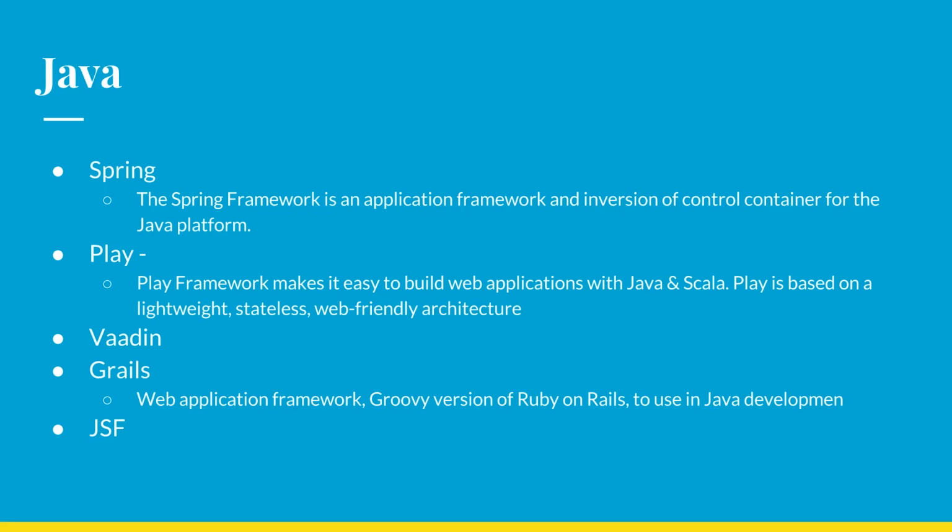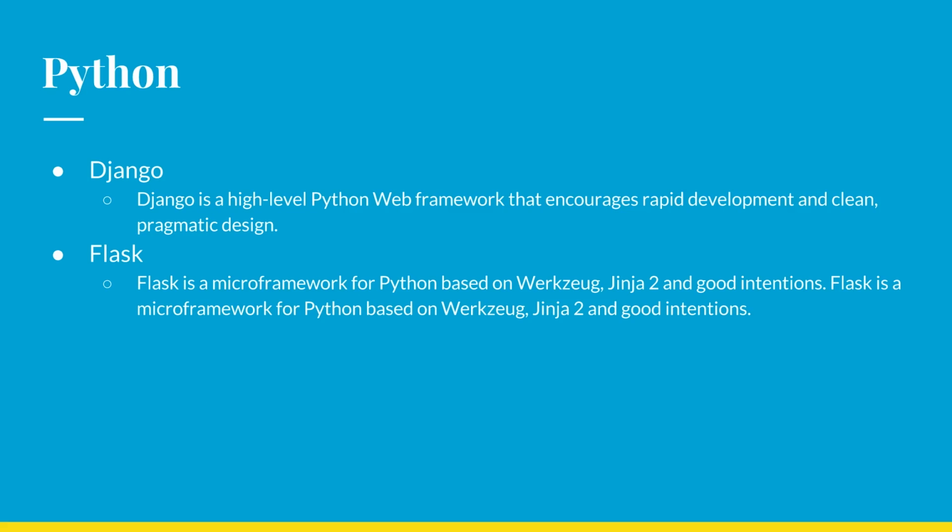It's based, I guess, in Java and Scala, but I've never used it, but it looks like it's stateless, web-friendly. Vaadin, I've heard some people at my work use it, and they really enjoy it. Grails, it's kind of the Groovy version of Ruby on Rails to use in Java development, and there's JSF2, which is still really popular. On Python, we have Django.